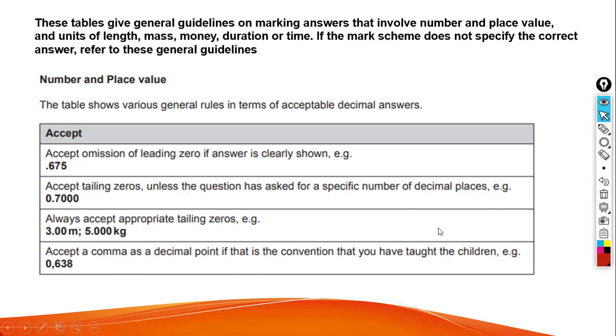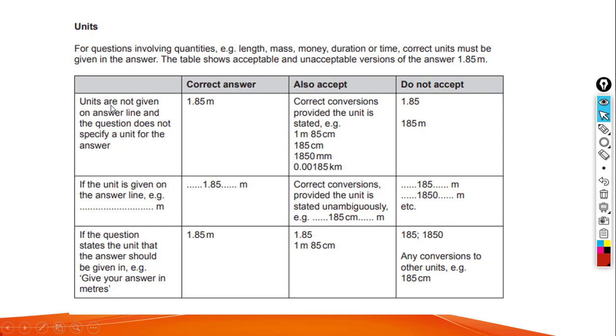So for the units here, units are not given on the answer line and the question does not specify a unit for the answer. The correct answer will be 1.85. It will also accept correct conversions provided the unit is stated, which is 1 meter 85 centimeter, 185 centimeter, 1850 millimeter. This will apply if the units are not given and the question does not specify a unit for the answer. We will not accept 1.85 alone without the unit, or 185 meter, which is not equal to 1.85 meter.